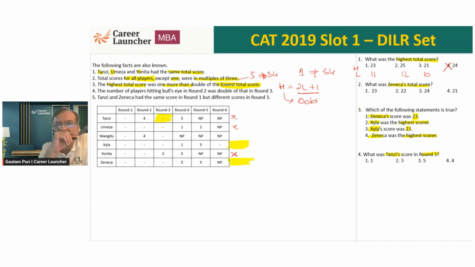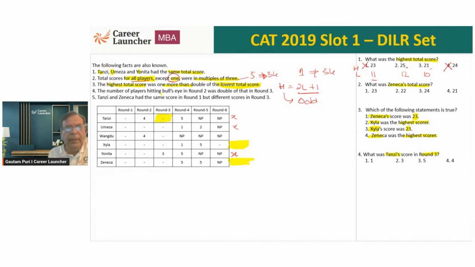Okay. Now, please tell me, how many non-multiples of 3 are possible? Look at statement 2. Total scores for all players except 1 were in multiples of 3. That means there can only be one score which is not a multiple of 3. That means choice 1 is wrong. Why? Because if highest total score is not a multiple of 3 and lowest total score is also not a multiple of 3, then there are 2 people who got a score which is not a multiple of 3, which is contradicting statement 2. So ये तो नहीं हो सकता. What about 25 and 12? 25 is not a multiple of 3, 12 is a multiple of 3. ठीक है. 21 is a multiple of 3, 10 is not. So इनमें से ही है कोई. ठीक है. चलो आगे चलते हैं.